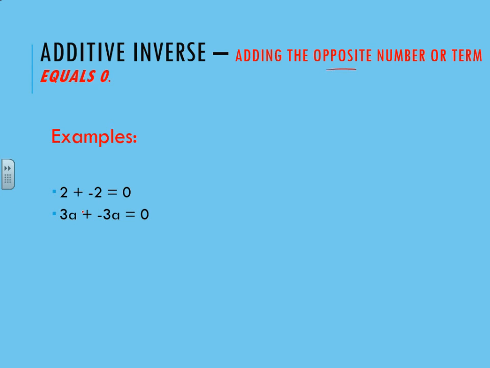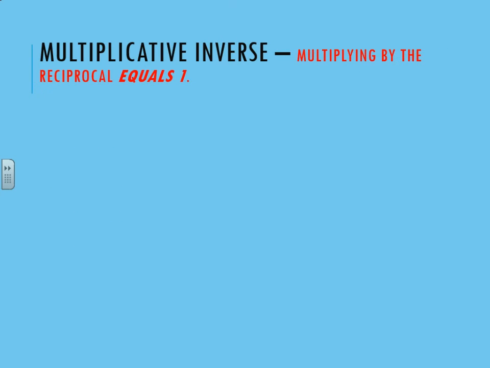Here I have 3a plus negative 3a. I'm adding the opposite of 3a, and it equals 0. It can go in the opposite direction. Negative xy plus its opposite, positive xy, still equals 0. So with additive inverse, we equal 0.